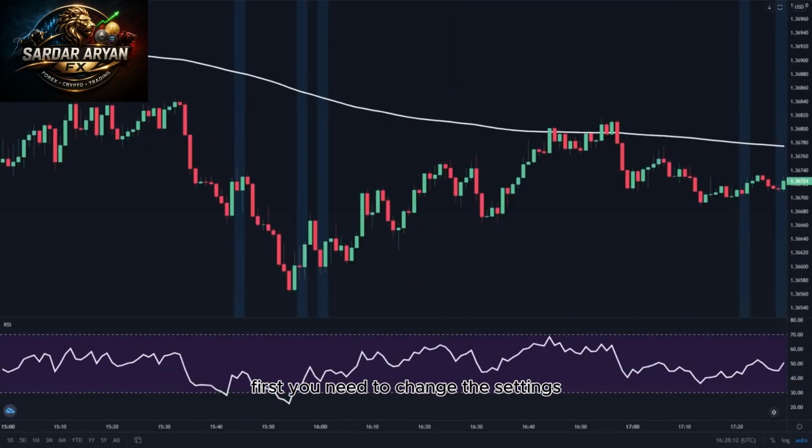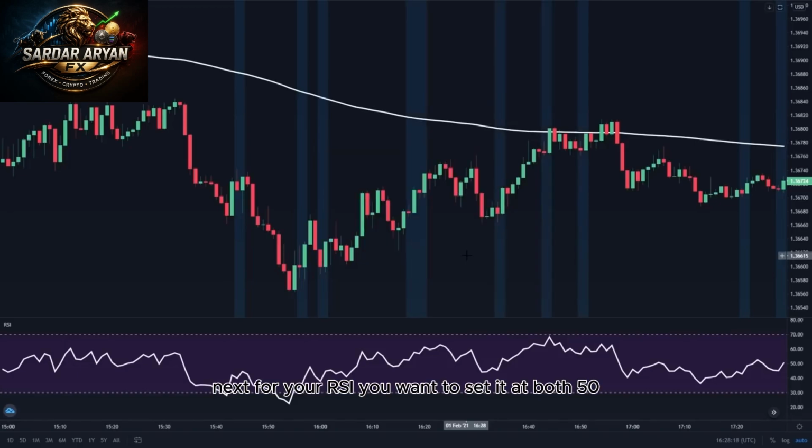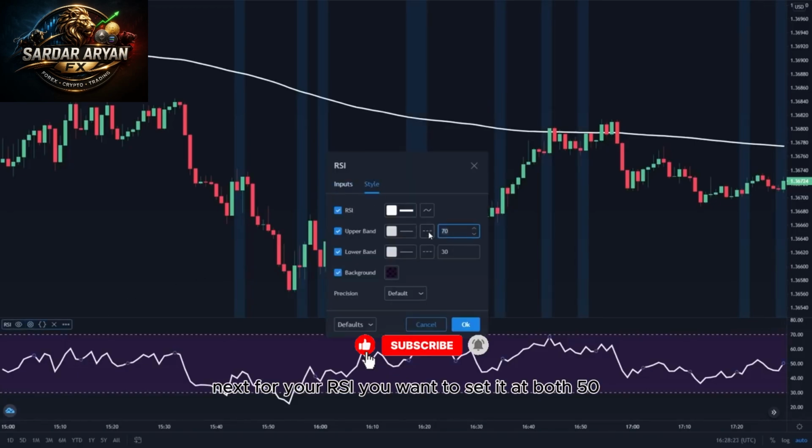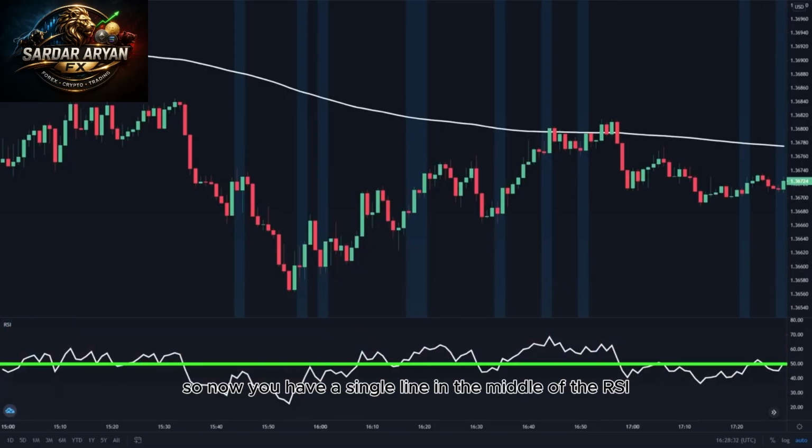First, you need to change the settings for the engulfing pattern to no detection. Next, for your RSI, you want to set it at both 50. So now you have a single line in the middle of the RSI.